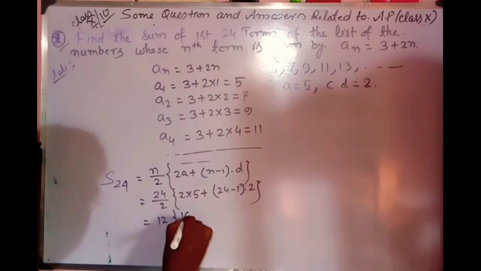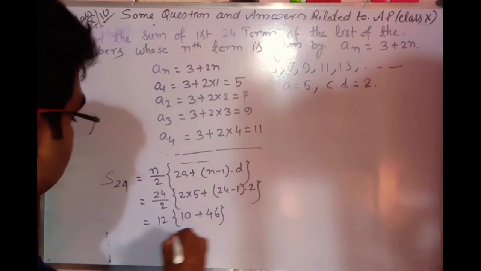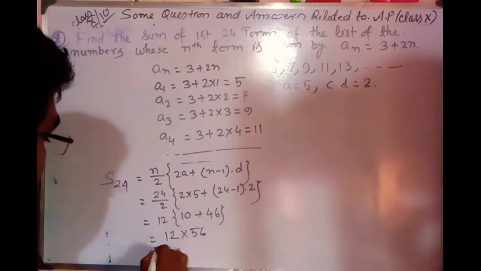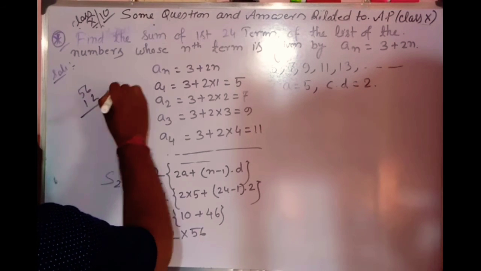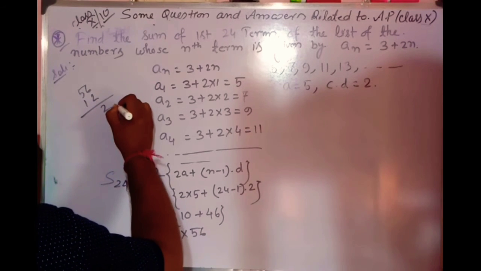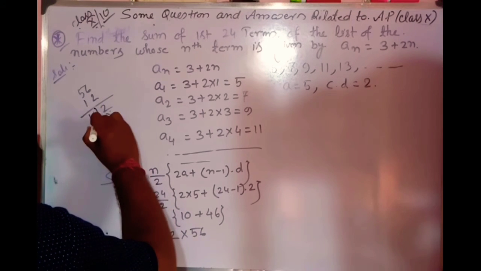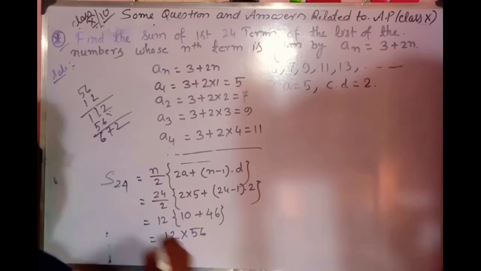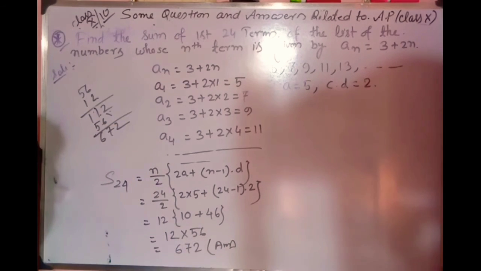This is 12 into 10 plus 46, so 12 into 56. If we calculate it, we get 672. So that is my required answer. Okay, next, move to another question.